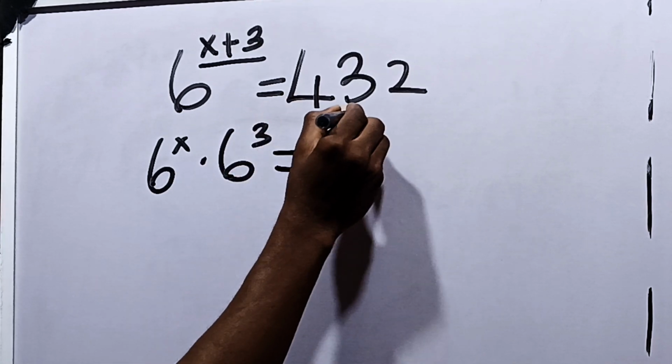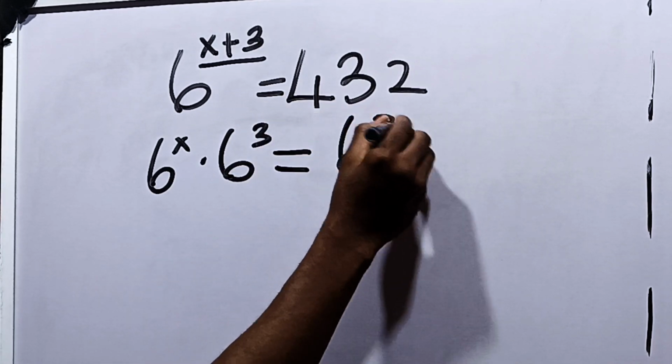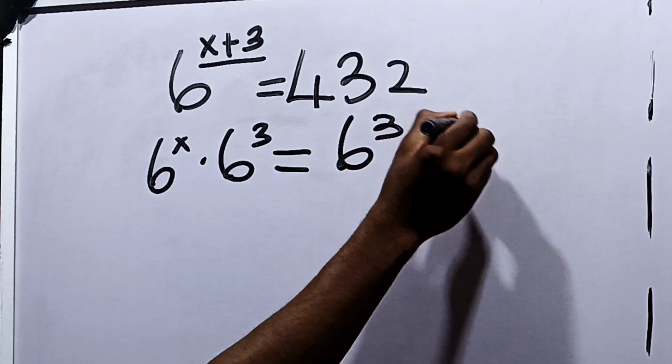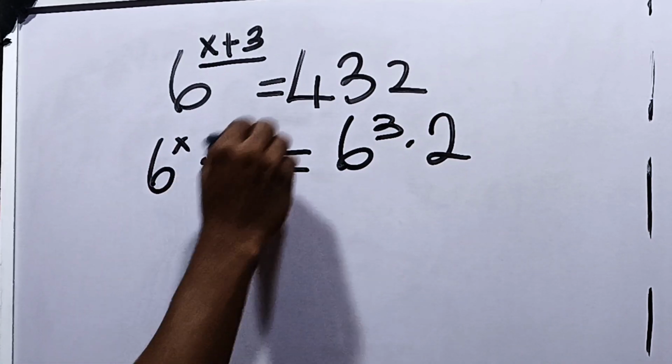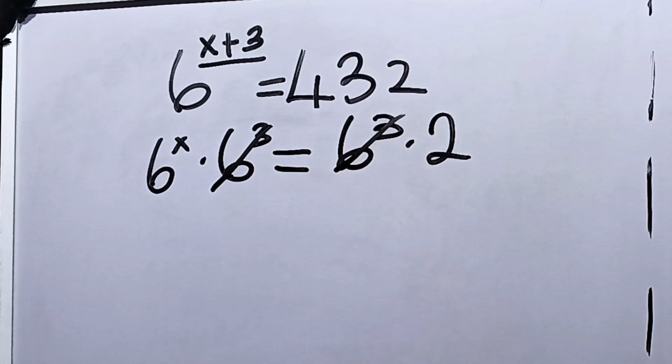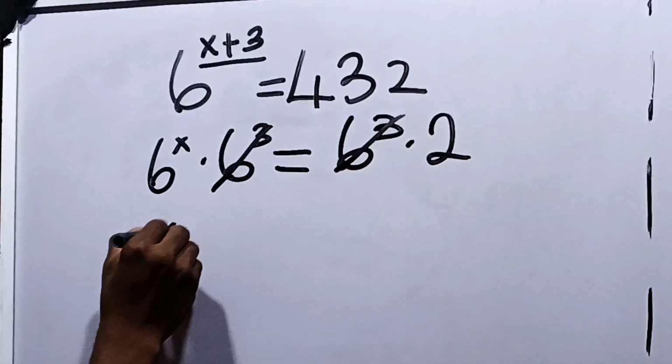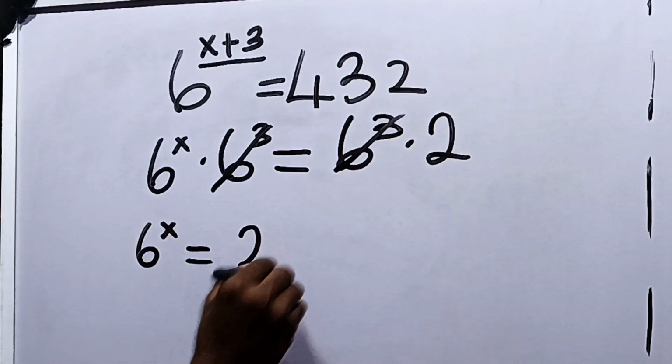is same thing as 6 raised to power 3 multiplied by 2. Okay, now from here we can say that 6 raised to power 3 can cancel out on both sides. Alright, so that we have 6 raised to power x to be equal to 2.